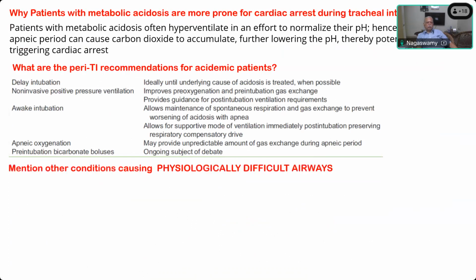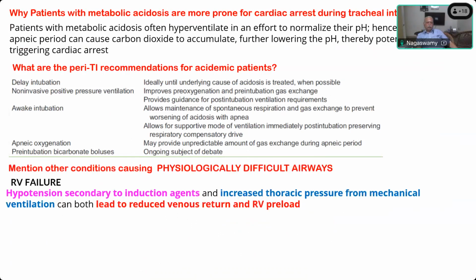Correct the acidosis. Mention other conditions causing physiologically difficult airways. One is RV failure. So hypotension secondary to induction agent and increased thoracic pressure from mechanical ventilation can lead to reduced venous return and RV preload.